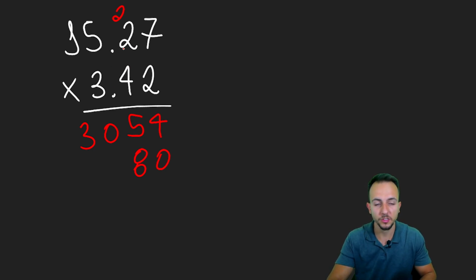So 4 times 2 is 8, plus 2 is 10, so 0, and I can carry over the number 1. 4 times 5 is 20, plus 1, 21. 4 times 1 is going to be equal to 4, and as we have here the number 2, so 2 plus 4 is 6. So this is our answer.